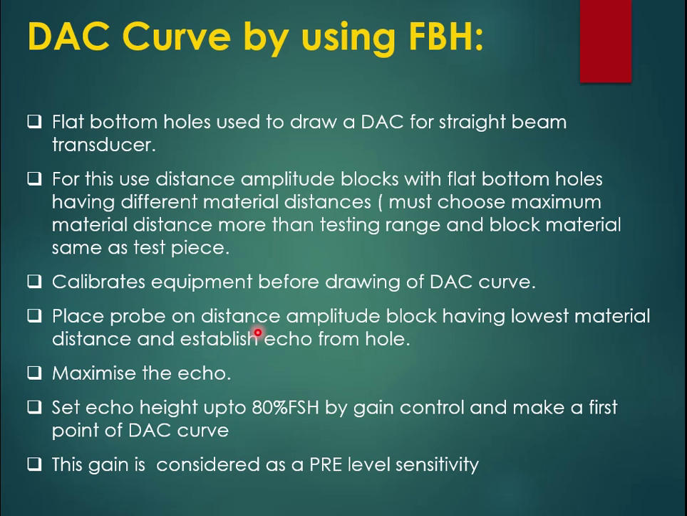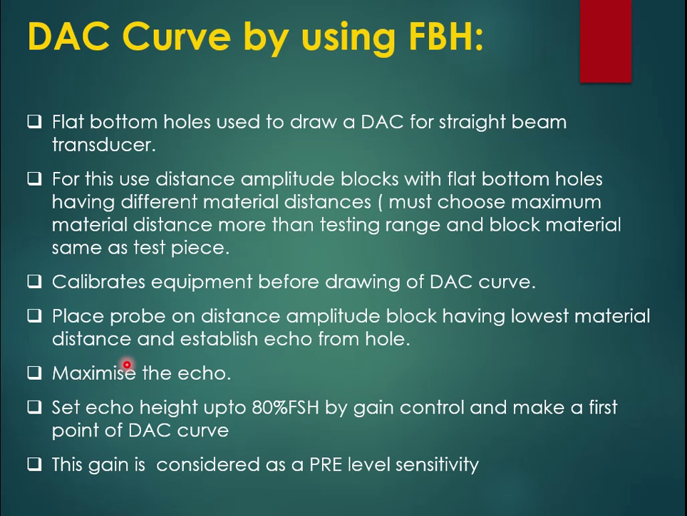Next, place the probe on the distance amplitude block having the lowest material distance and establish an echo from the hole. After calibration, and having taken the different blocks, the first thing you have to do is take the distance amplitude block of the lowest distance, place the probe on it, and catch the flat bottom hole by projecting the sound towards it.